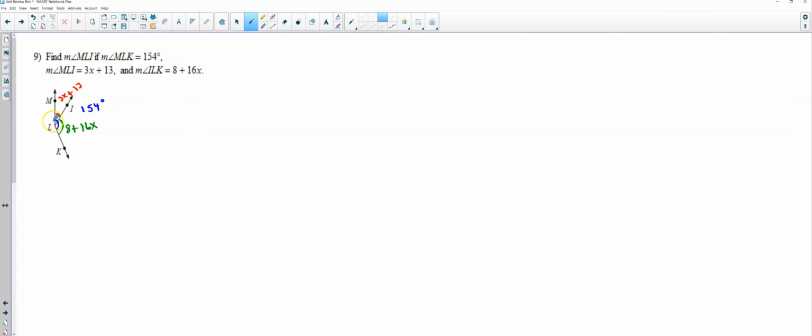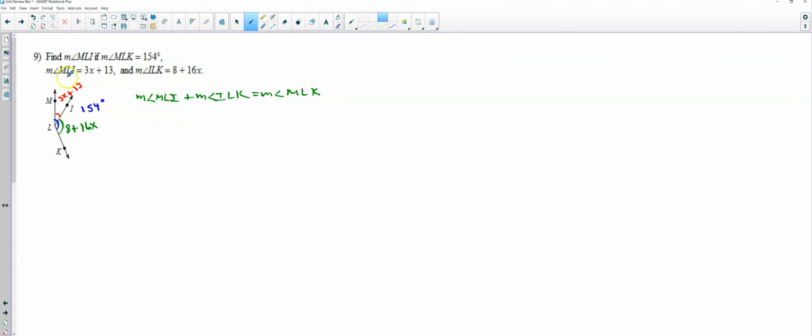So I'm going to go here. I'm going to write it. The measurement of MLI plus the measurement of ILK equals the measurement of angle MLK. So that is my angle addition postulate. I'm going to apply it.